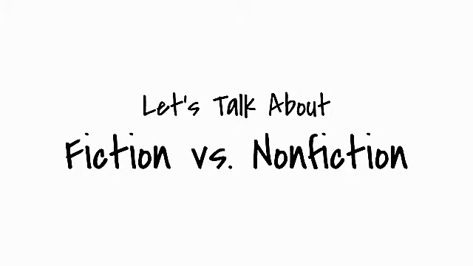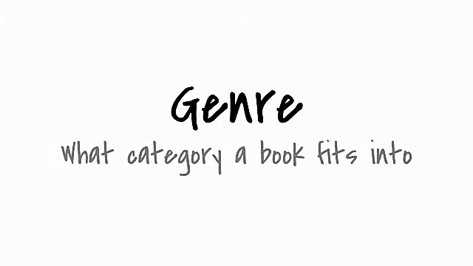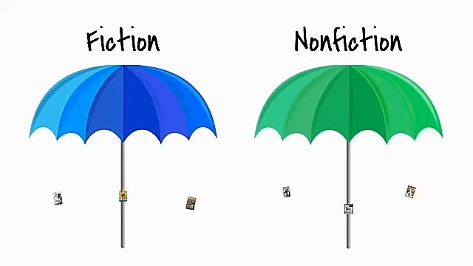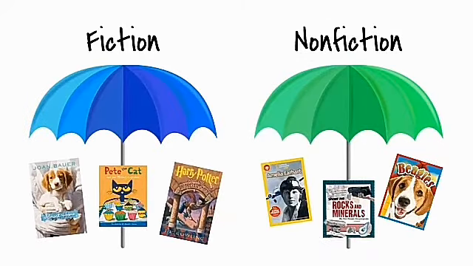3, 2, 1. Let's talk about fiction versus non-fiction. Have you ever heard the word genre? Genre is a word we use to talk about what category a book or story fits into. In the world of books, there are 2 main genres, fiction and non-fiction. Let's think of these 2 genres like big umbrellas. All books fit under one of these 2 umbrellas. Let's take a look at the non-fiction umbrella first.